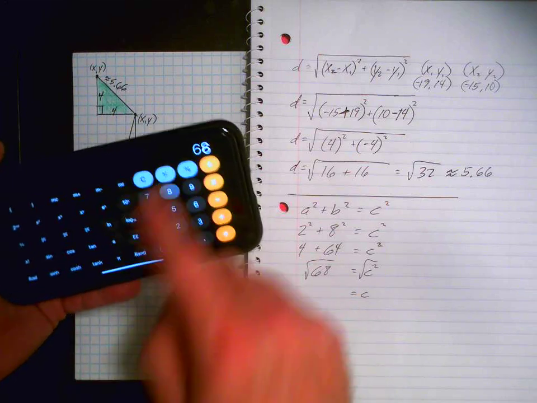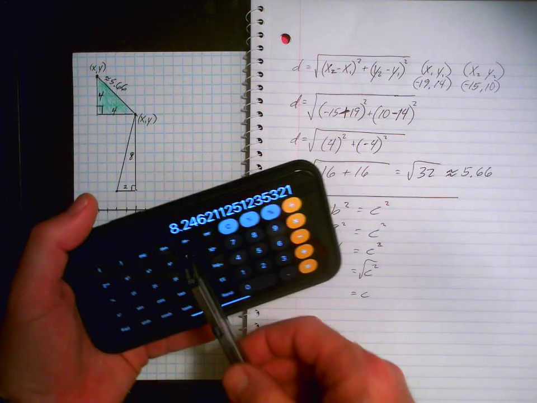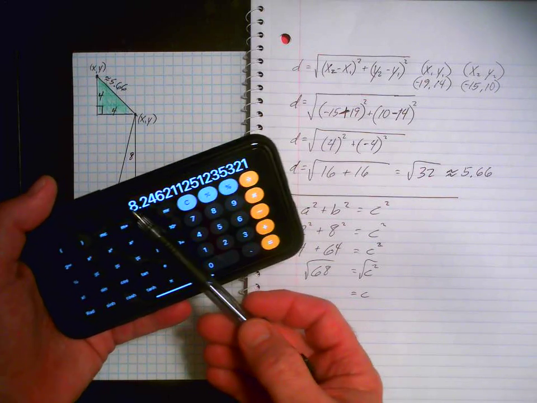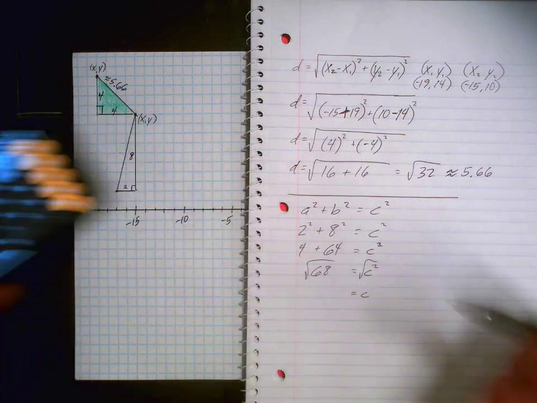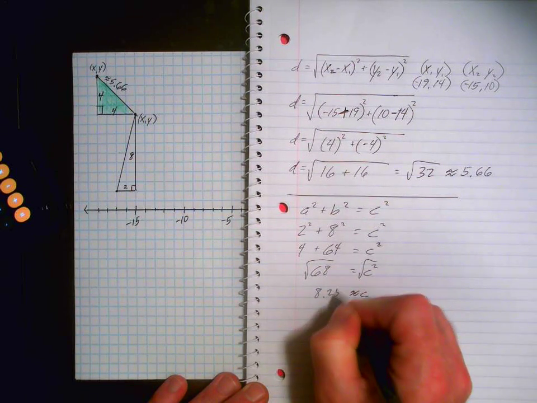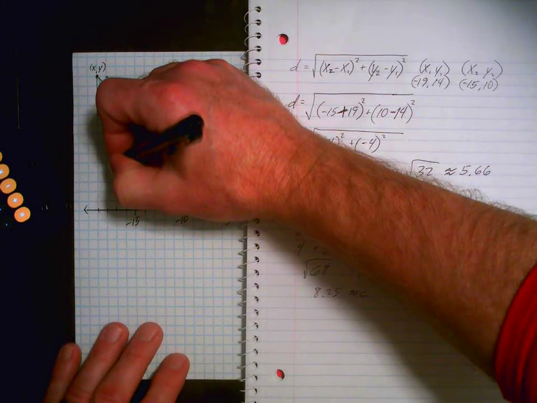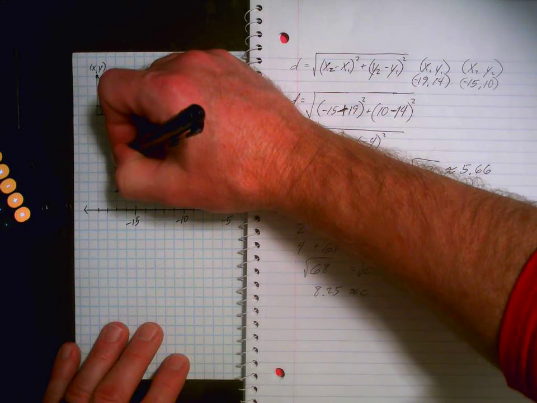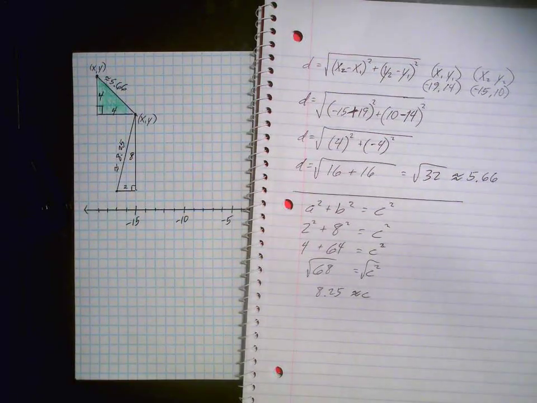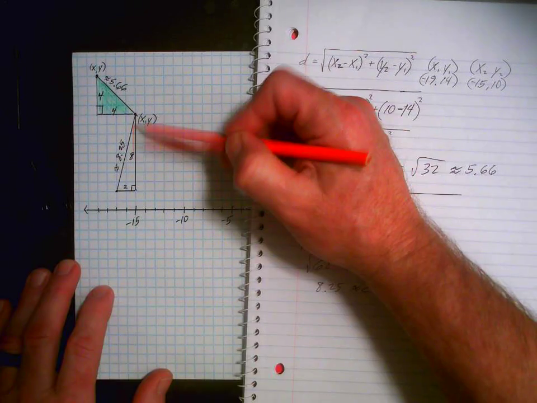The square root of 68 is 8.2462. So let's round again to the hundredths. So this is going to be 8.25. And again, it's going to be approximately equal to 8.25. And I'm going to put that over here as well. Approximately equal to 8.25. Let's pick a different color.